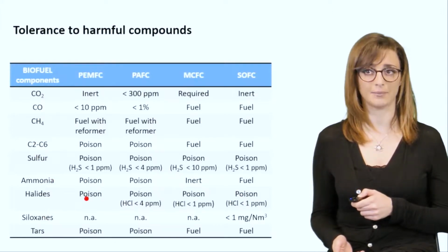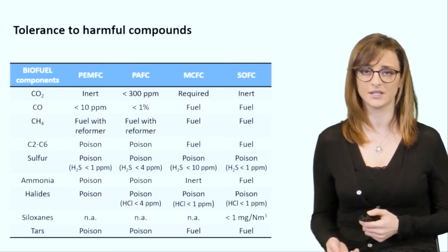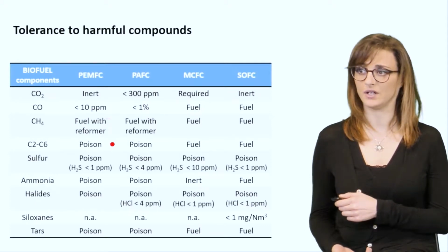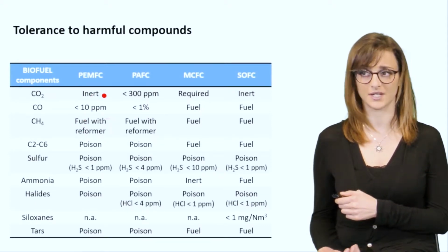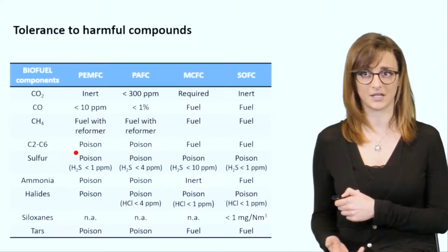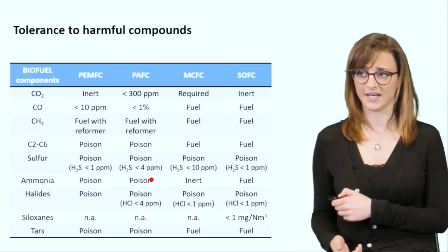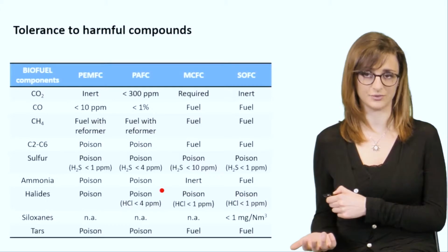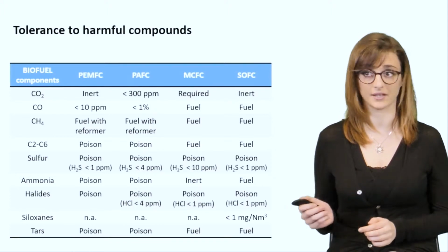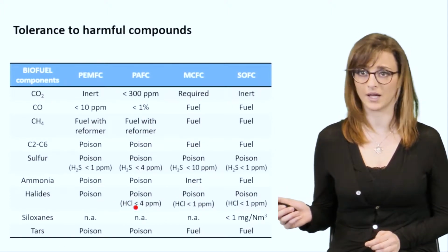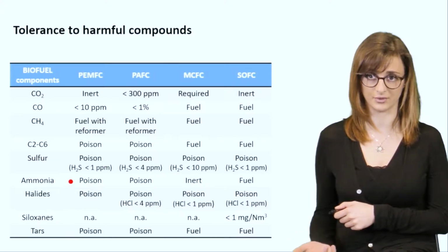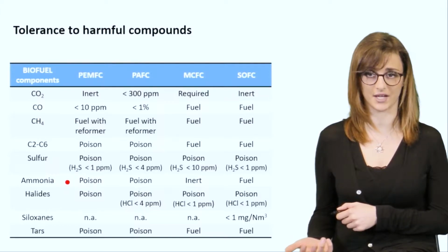Looking at low temperature applications like polymer electrolyte membrane, we know that hydrogen has to be fed with high purity. So carbon monoxide is a poison, so it has to be lower than 10 ppm. And also other small hydrocarbons are a poison. Methane can be fed to a low temperature fuel cell, but it needs to be reformed, so it cannot be fed directly to the fuel cell. And then we have all other categories of contaminants that we may find in biofuel gas that are dangerous for this kind of fuel cell.